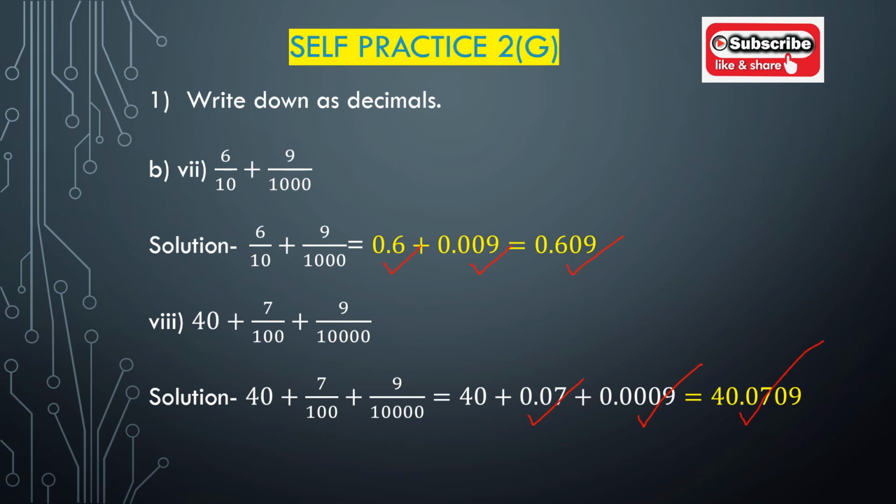So 40 plus 7 divided by 100 plus 9 divided by 10,000 will be 40.0709. It will be 40.0709.